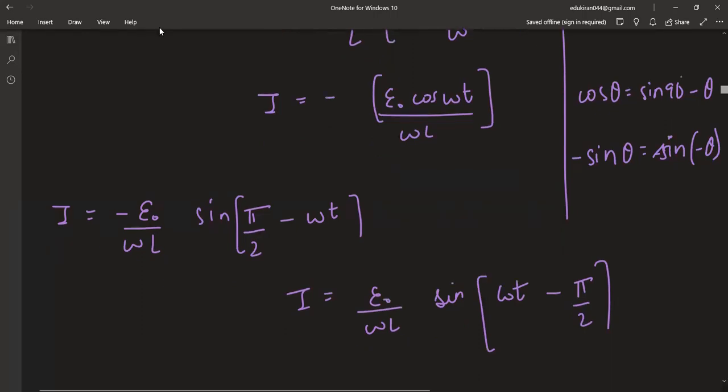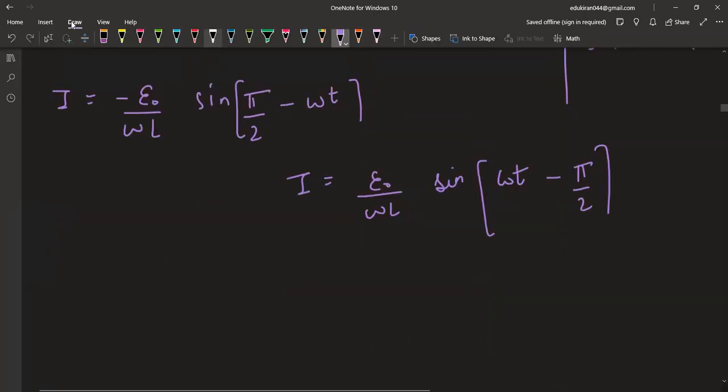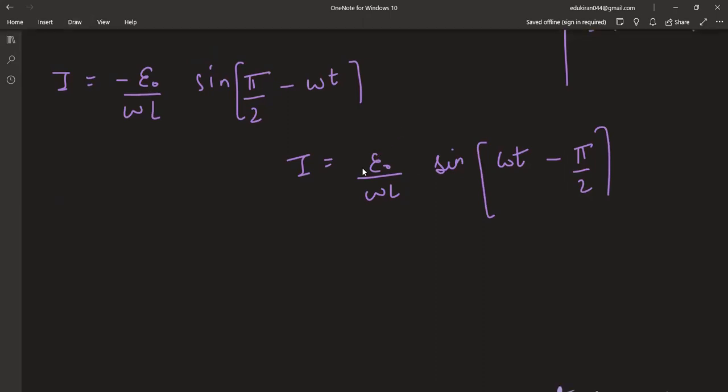Now look. If you compare this, I is equal to I naught sine of omega t plus or minus phi. Fine. Can you see the equation is similar? I naught is E naught by omega L. Omega t here. The phase difference coming is pi by 2. This was absent in the case of circuits having only resistors. Why? Because they were in the same phase. So you didn't have anything like pi by 2.